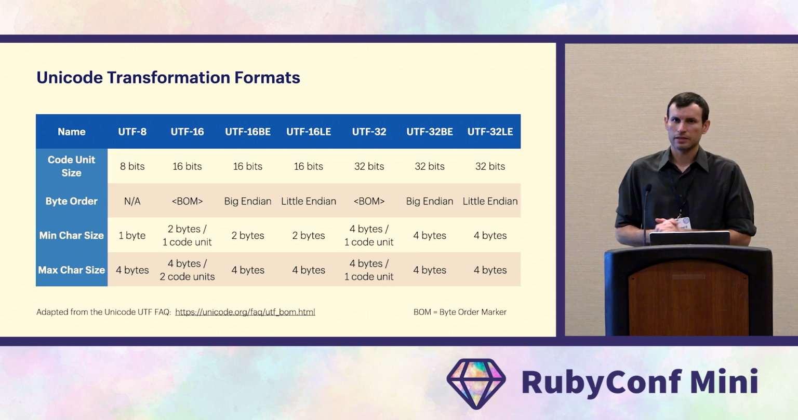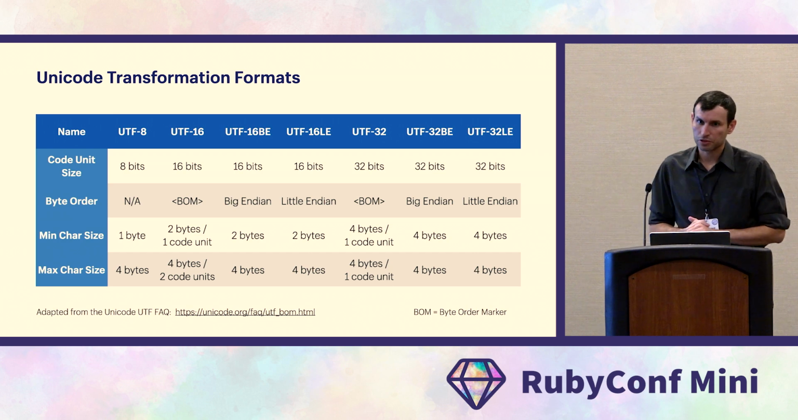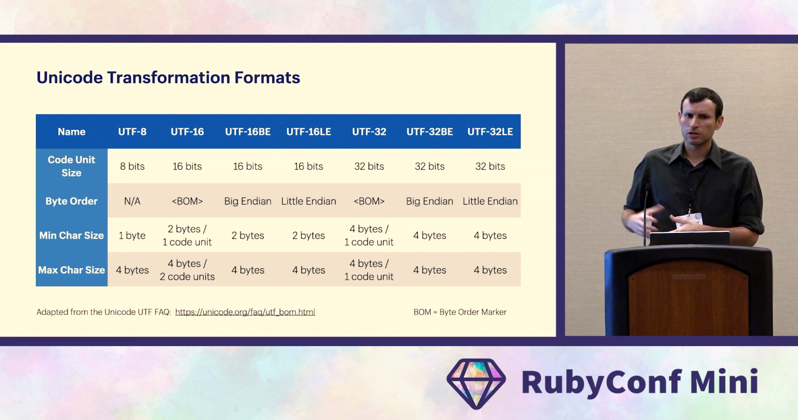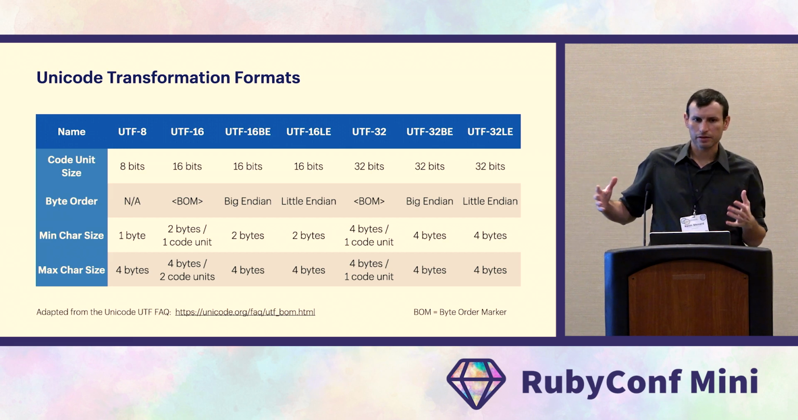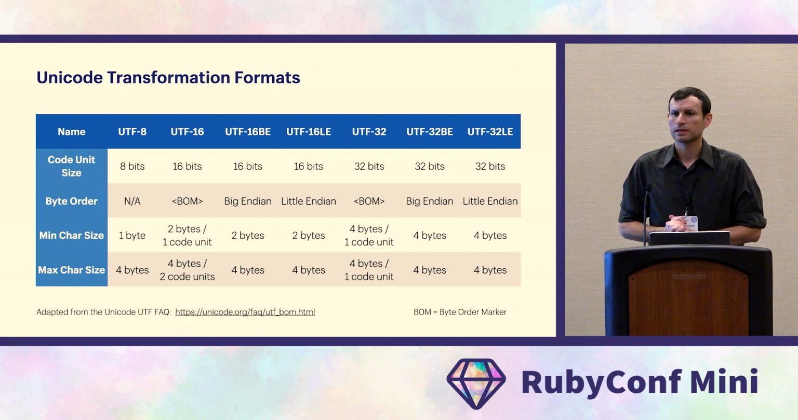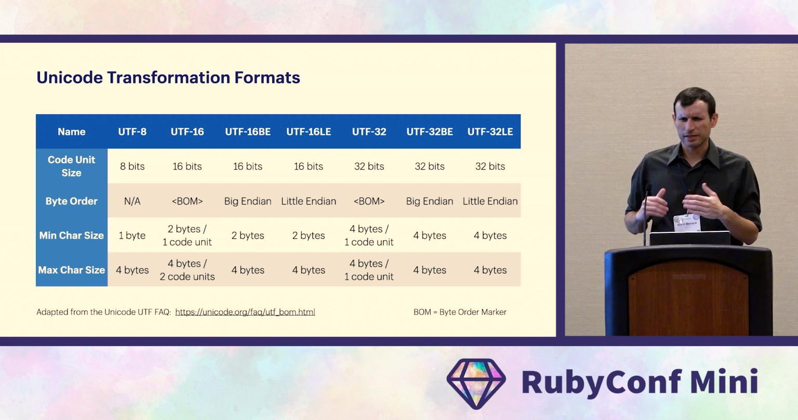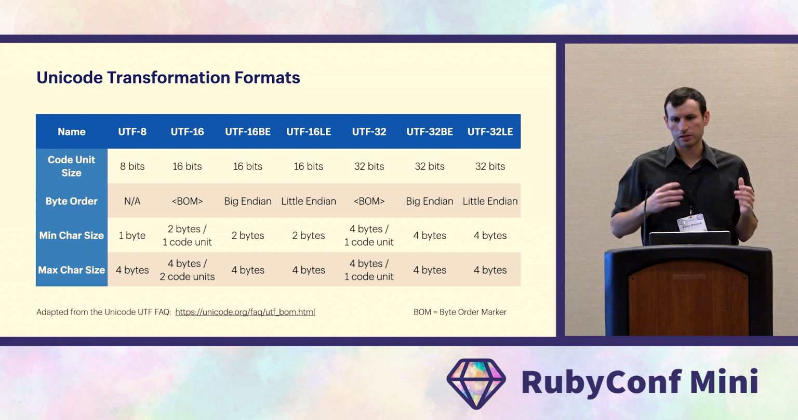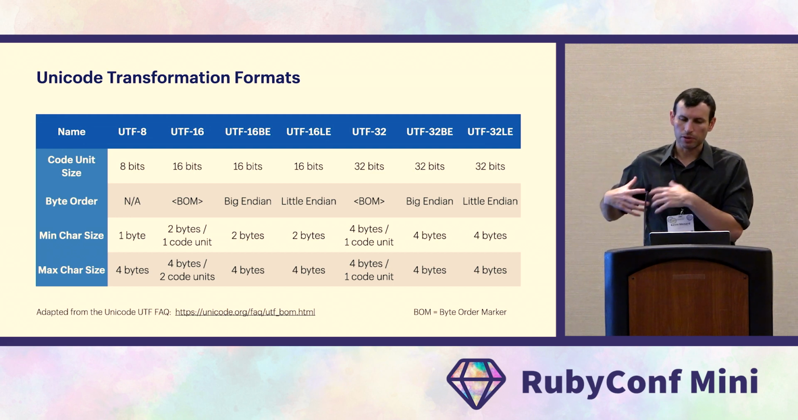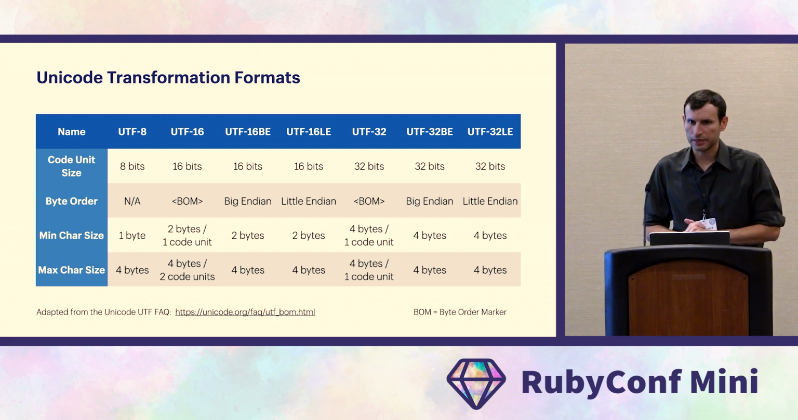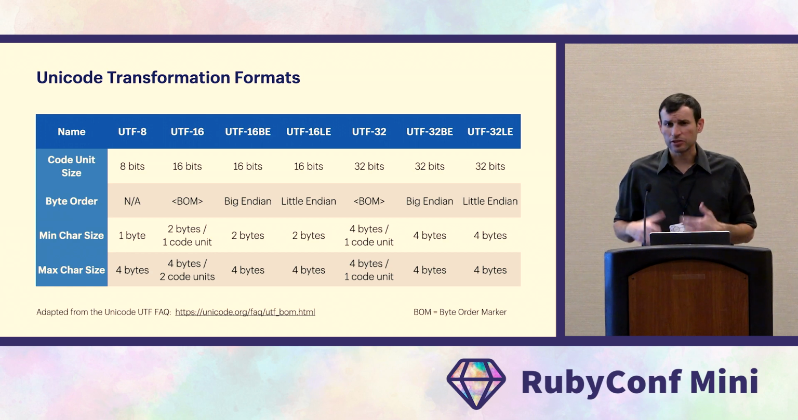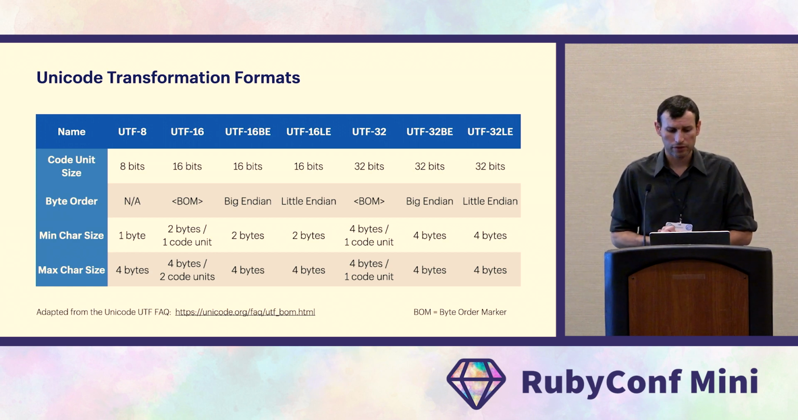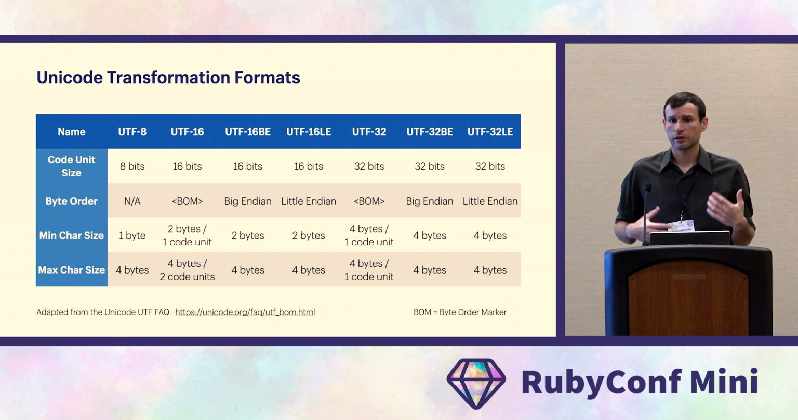Complicating things a little bit is Unicode defines these things called transformation formats. So Unicode has this 150,000 characters, so there's 150,000 code points. And Unicode tries to be ASCII compatible in the sense that each of the ASCII code points map to the same in Unicode. But we still have to represent those as bytes in one way or another. So UTF-8 is probably the one you're most familiar with, and this is what's known as a variable width encoding. So each character in UTF-8 can take up between 1 and 4 bytes.